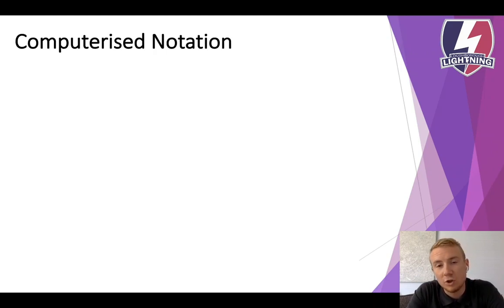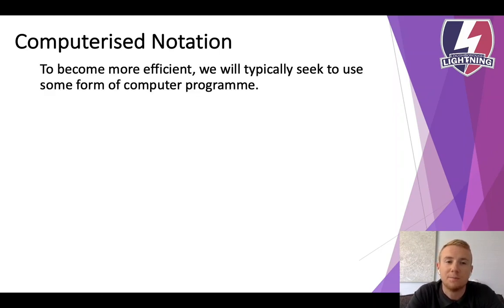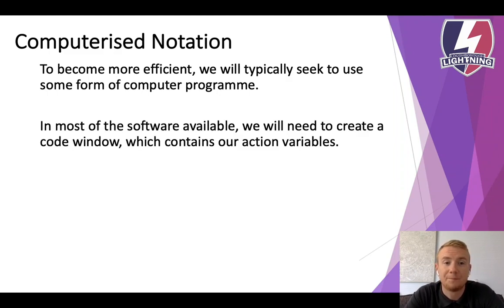Now, what we tend to do in the professional world of PA is use a number of advanced technologies on our computers that make our life a lot easier and a lot more efficient, something we'd refer to as computerized notation. So for us, because speed is so important, as is reliability, we need to be really efficient when we're collecting our data and then processing it. So we will typically seek to use some kind of computer program to help us along the way with achieving that. Now, for most of the software that are available to you, we will need to create something called a code window. Now, this code window will contain all of our action variables, which we defined a little while ago in the first couple of sessions.